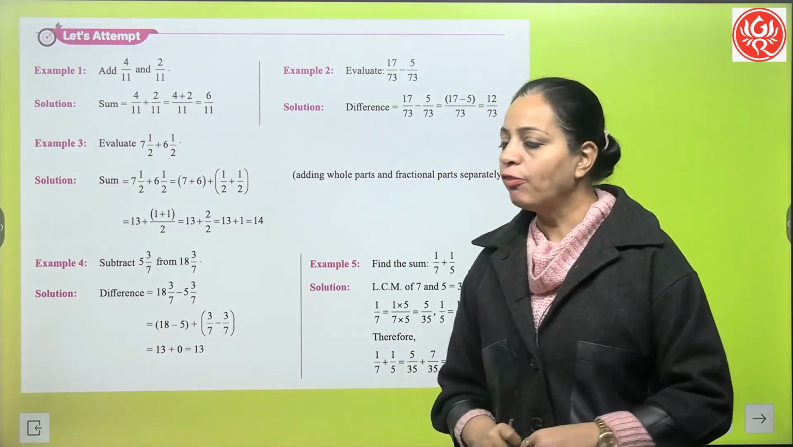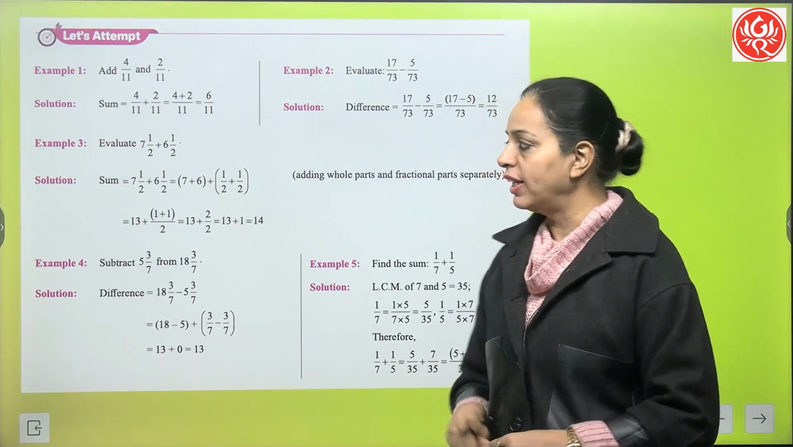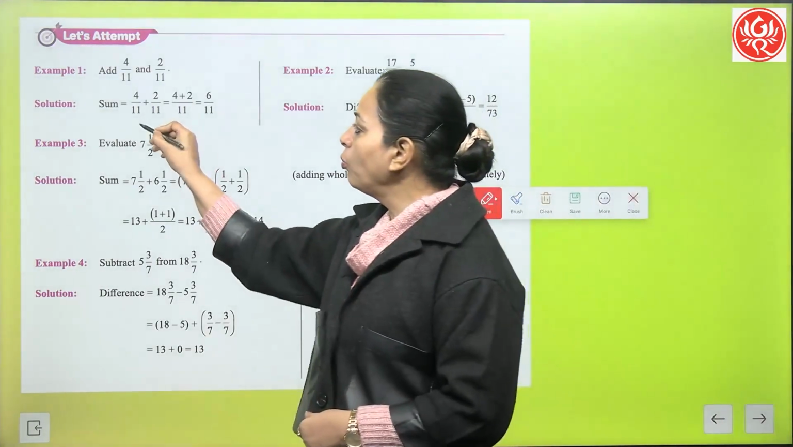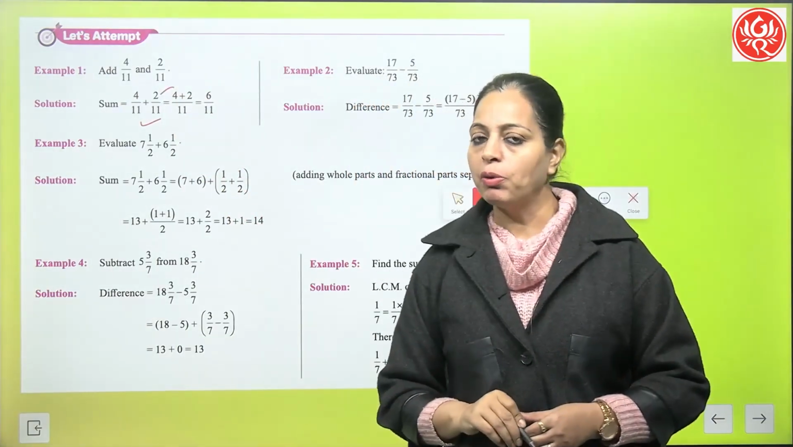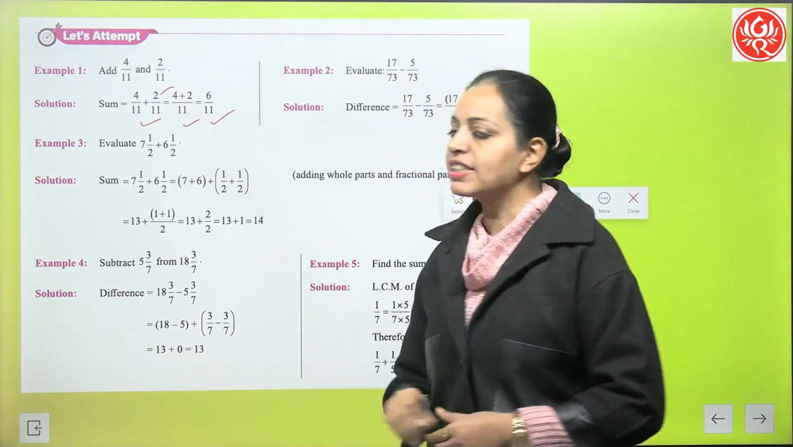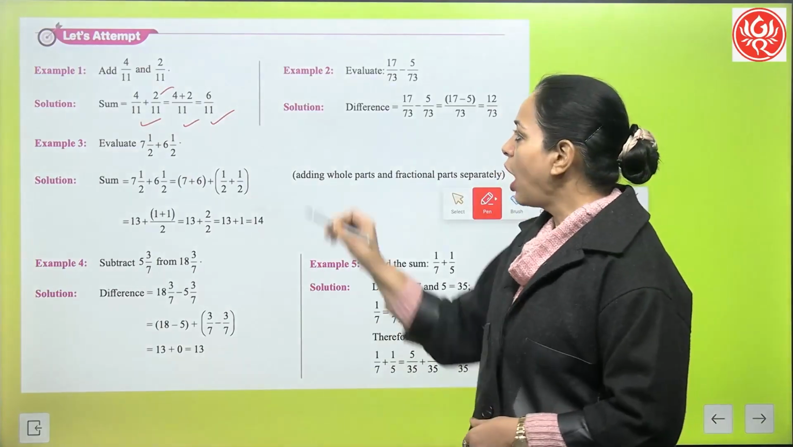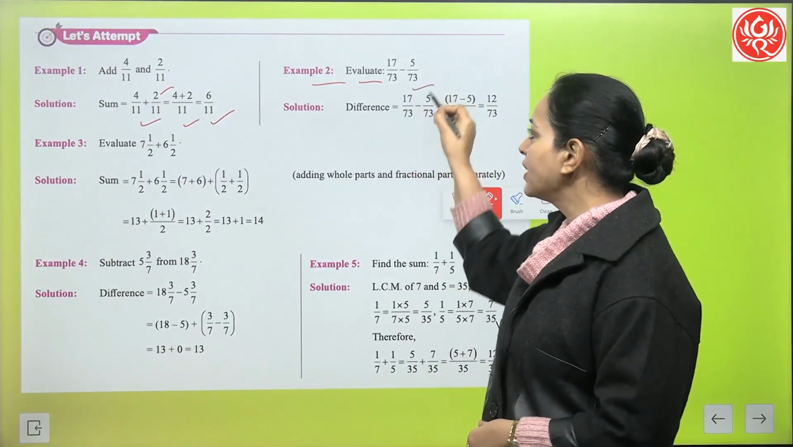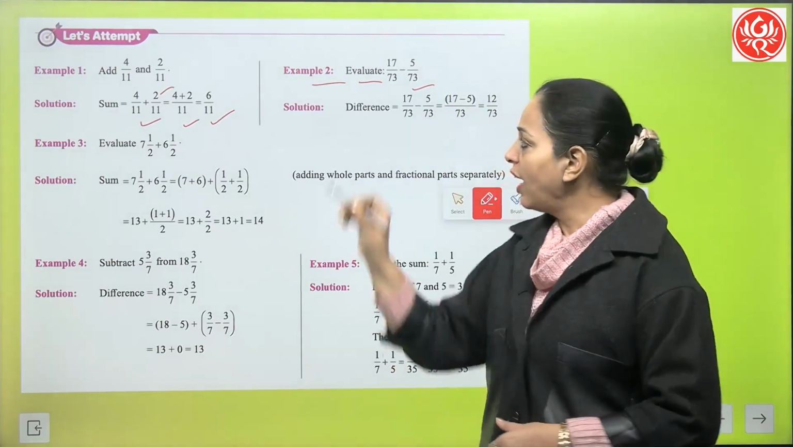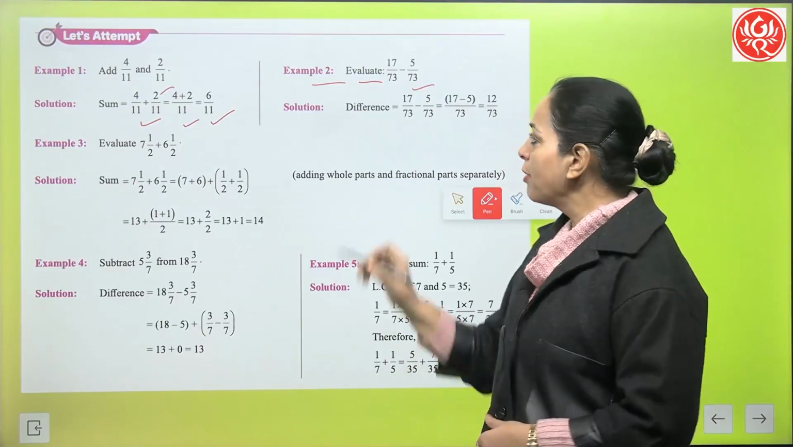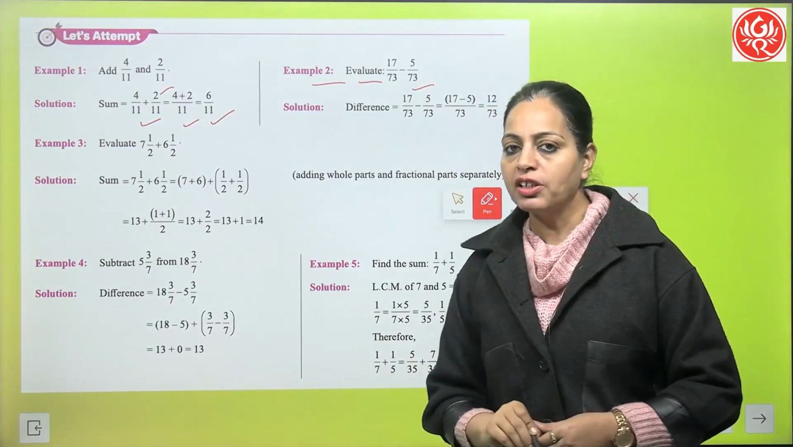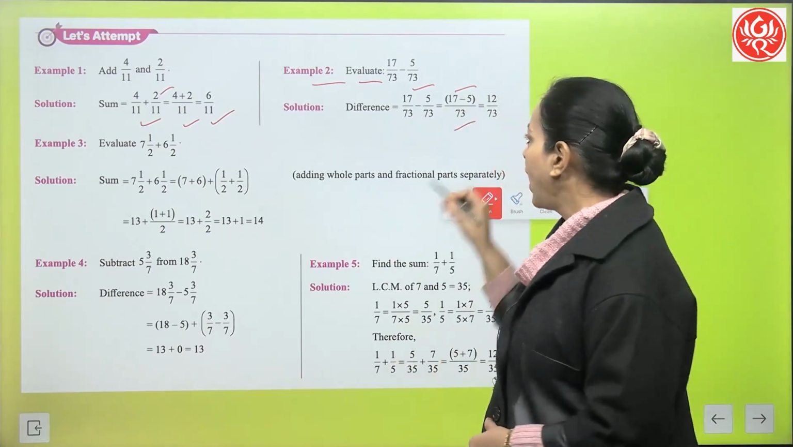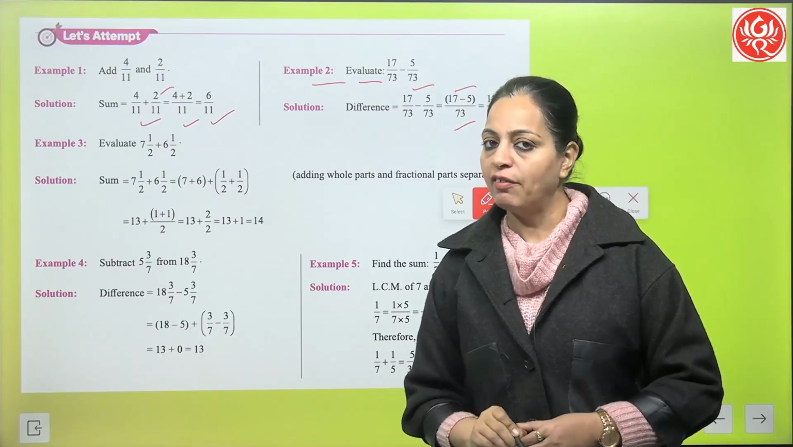Example 1. Add 4 by 11 and 2 by 11. These are like fractions. तो हमें क्या करना है, simply न्यूमरेटर्स को add कर देंगे. 4 plus 2 upon 11, 6 upon 11, right? Now example 2, evaluate 17 upon 73 minus 5 upon 73. Again we have like fractions. Simply minus कर देंगे न्यूमरेटर्स को, means 17 minus 5 upon 73, that is 12 upon 73.